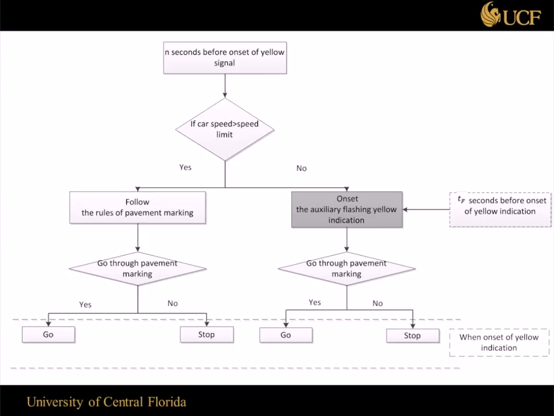Based on this rule, if the vehicle's operating speed is higher than the speed limit, which is 45 miles per hour in this study, the scenario will be the same as the pavement marking countermeasure. But if the vehicle's speed is lower than the speed limit, the flashing yellow indication next to the pavement marking will be on. If the vehicle wants to pass the intersection during the yellow phase, he or she needs to both pass the pavement marking and not have seen the flashing yellow indication before onset of the yellow signal.